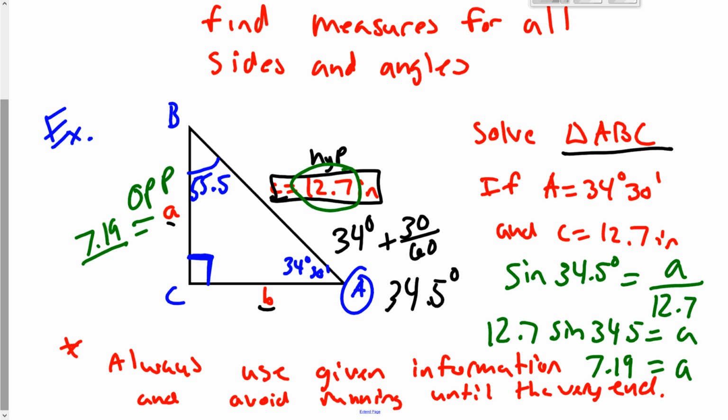So 55.5 is angle B, so now we have all our angles, so that's one thing done. All angles are done, and now we just need side B for all sides to get done. So I could use angle A still to find side B, or I could use B. So I could still stay with sine, so I could do it two different ways.